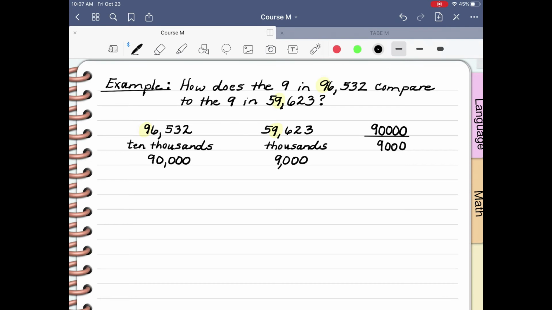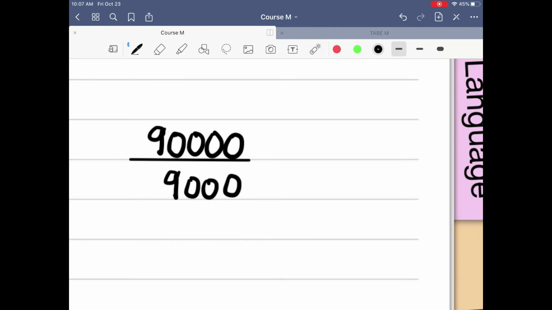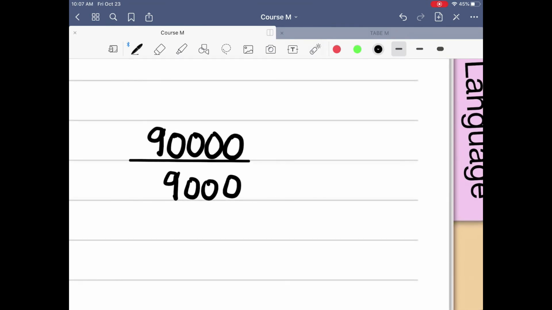Now you could put that in your calculator. You could say 90,000 divided by 9,000. But let me show you a mental math strategy that you can use here. So let's zoom in so that we're just looking at our problem. We're going to cancel some zeros. But here's the trick. You have to take one off the top and one off the bottom. I can do it again.